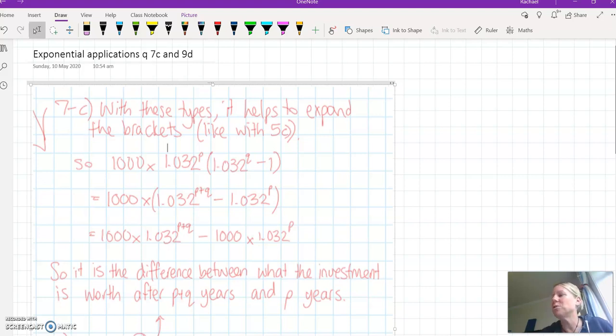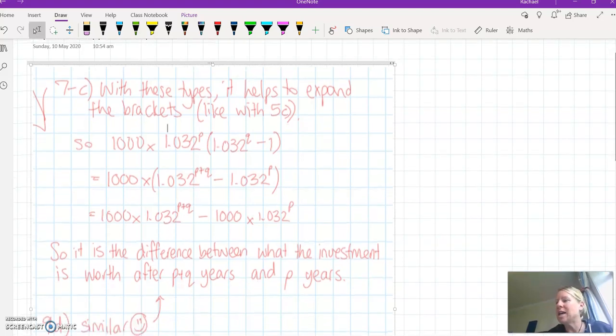So 7C, which was the one about Malachi. He was given $1,000 when he was born. He invested it at an interest rate, giving 1,000 times 1.032 to the power of n. That's the equation you end up with because it was 3.2% interest each year. So some of you are getting a bit stuck on question 7C.